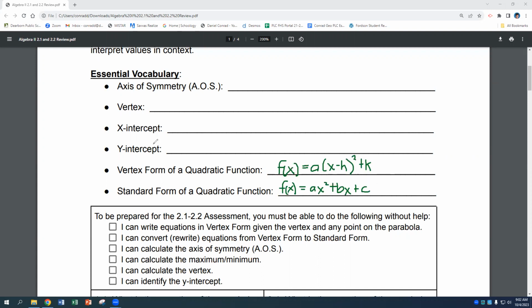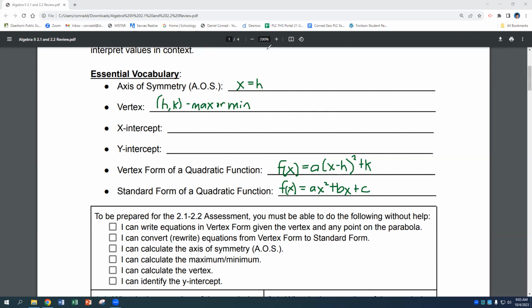Okay, x-intercepts are obviously where the graph crosses the x-axis, and y-intercepts are where the graph crosses the y-axis. Your vertex is (h, k). Your vertex is the max or min of the parabola. And then your axis of symmetry was x equals h. The parabola is the same on the left of that line as it is on the right. It's like a reflection over that line.